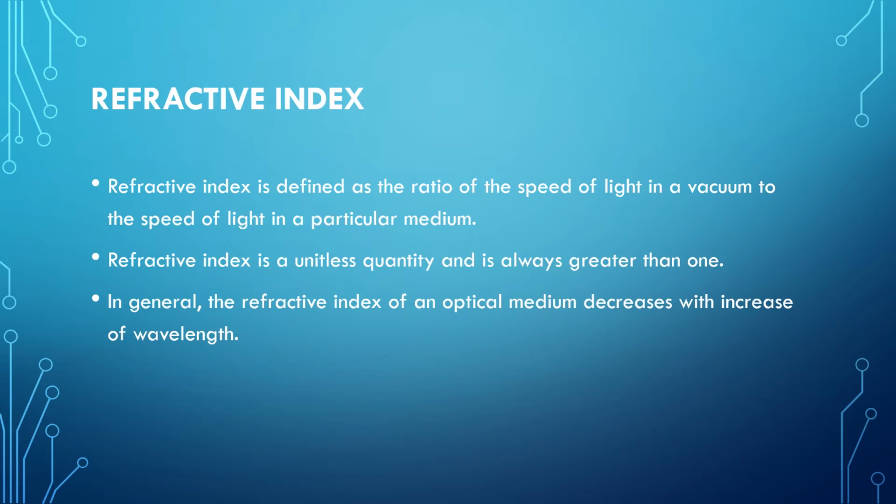Refractive index was mentioned, and it's defined as the ratio of the speed of light in a vacuum to the speed of light in a particular medium. The refractive index is a unitless quantity, and it is always greater than 1. In general, the refractive index of an optical medium decreases with the increase of wavelength.